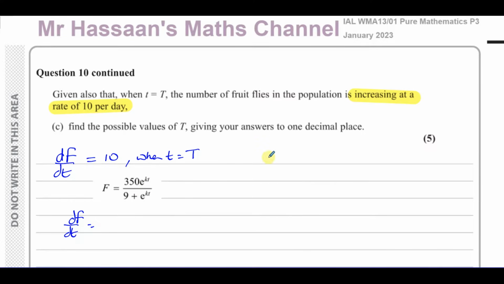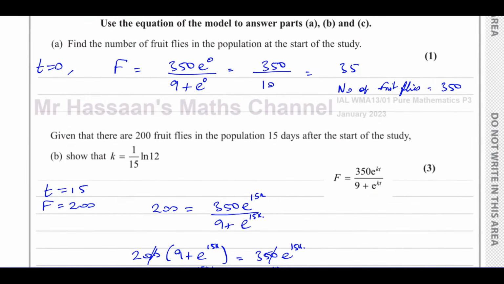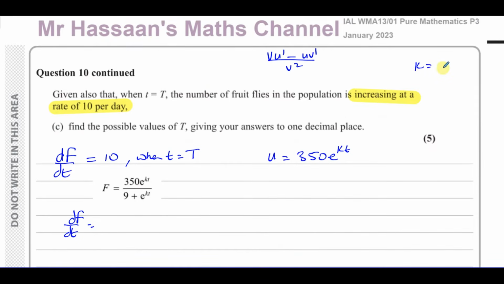So for the quotient rule, we're going to use the formula (v times u dash minus u times v dash) over v squared. So you write the numerator, which is 350 times e to the power of kt. Now we know that k, as we found earlier, is 1/15 ln 12. But instead of writing that down everywhere, I'll just write k and put in its actual value at the end when we need to find the answer.